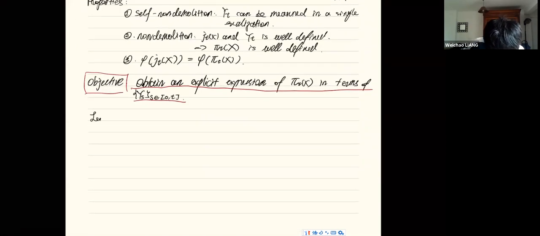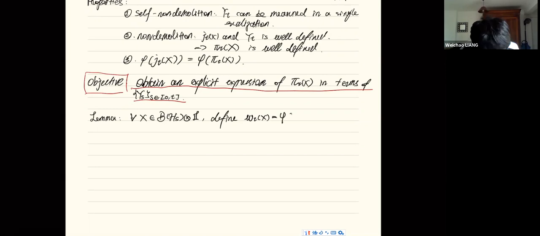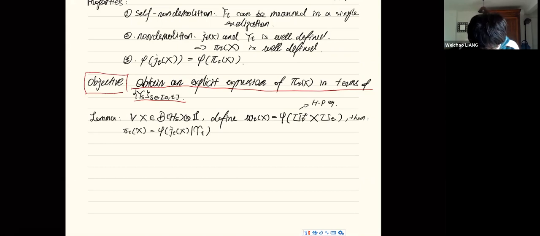Firstly, I'll show you an important lemma. For any observable in this form, we define a state, where U_t is a unitary operator, the solution of the HP equation. Then we have pi_t(X), the optimal estimation, which is defined as the conditional expectation given the fundamental algebra generated by the observation process. In fact, we can express it in this form.